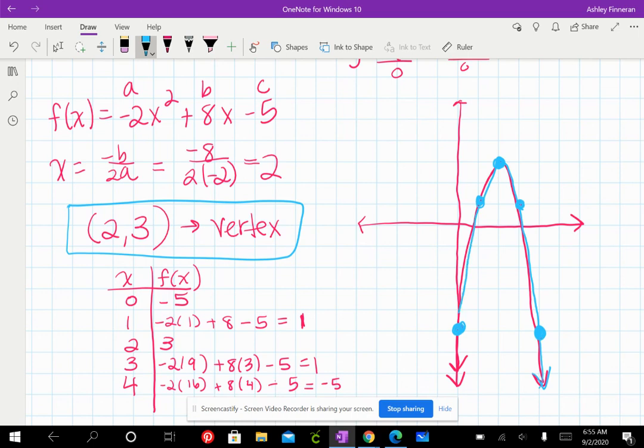And if this isn't how you want to graph, I'm not making you graph this way. It's just a quicker way that you can learn to help it go faster.